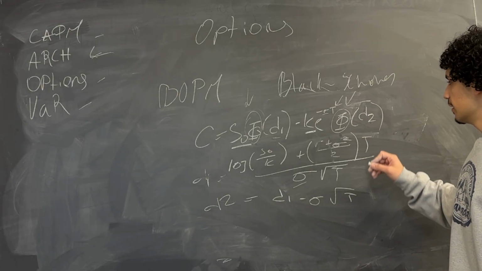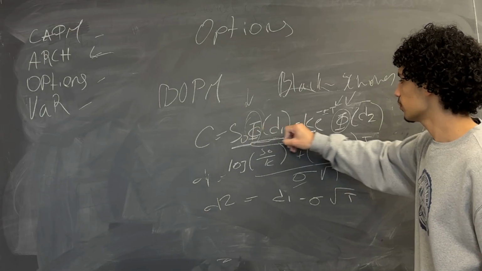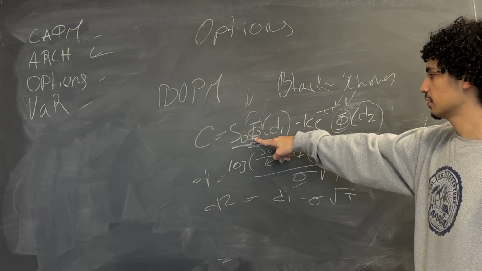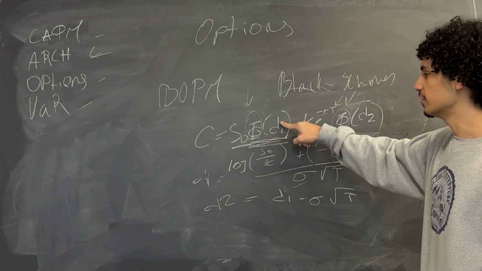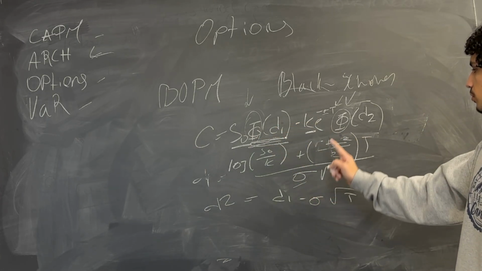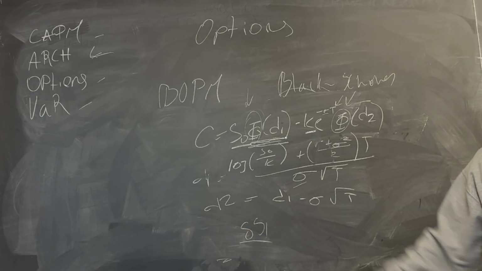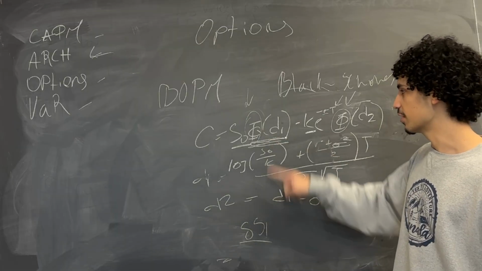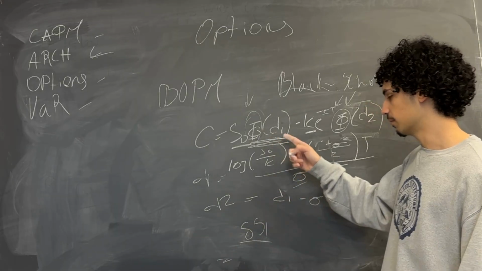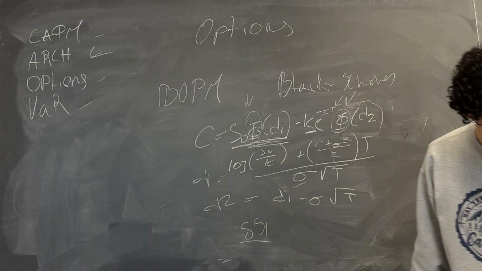And in this case, this part, the standard normal of D1, acts as the hedge ratio that we had, whereas like this S1 in the one-step model. This is the same thing, but just in continuous time. This is basically the delta in continuous time.